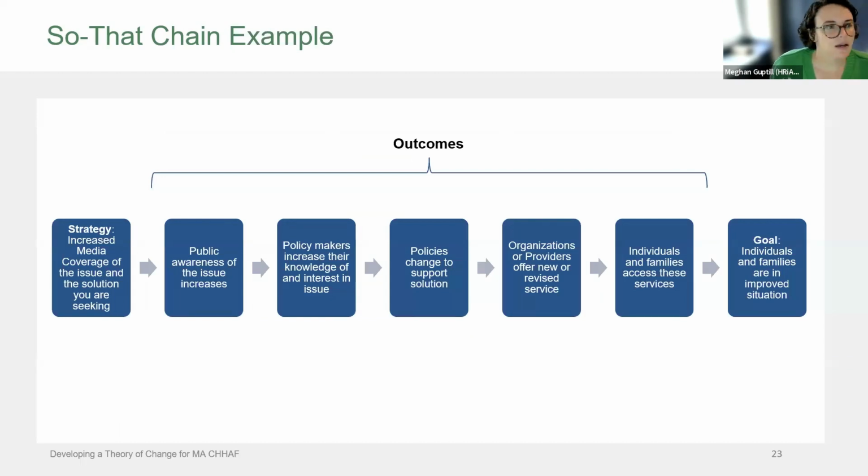Yeah, thanks, Hannah. So the example here is that a strategy is increased media coverage of an issue that you are working on. And you're doing that increased media coverage so that public awareness of that issue increases. And you want public awareness of the issue to increase so that policymakers increase their knowledge of and interest in that issue.